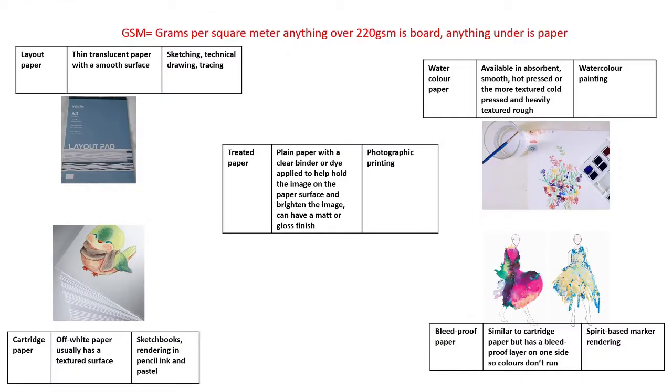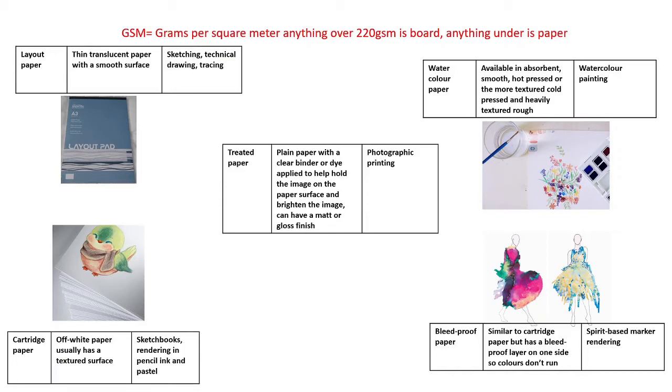The first thing to point out is what we've got written at the top up here, which is GSM. What that stands for is grams per square meter. That is basically how paper or card is measured and defined. Depending on where you look, the magic number will be different. Some sources say it's 200, the textbook says it's 220. Basically anything under 220 grams per square meter is classed as paper. Anything over 220 GSM is classed as board or card.